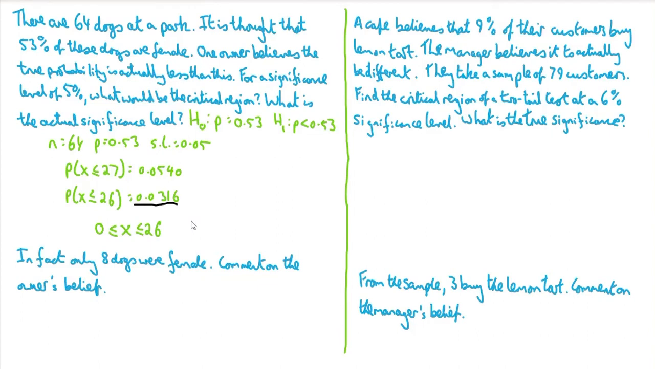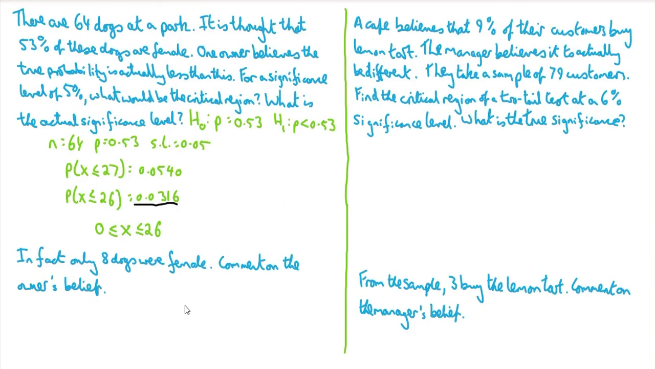With this done, the question may then give you an actual x value to work with. So now we're told that in fact only 8 dogs were female. Comment on the owner's belief. Well, 8 falls within this critical region, and this critical region was saying the x values that would validate the alternate hypothesis. Since 8 is in here, that means there is enough evidence for the alternate hypothesis. The owner's claim should be true, that there are indeed fewer female dogs in the park than a claim of 53% should lead us to believe.